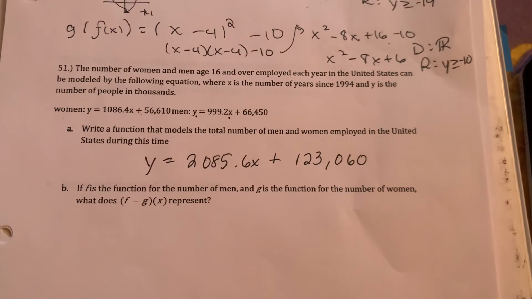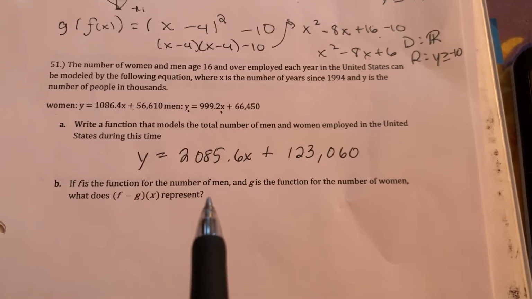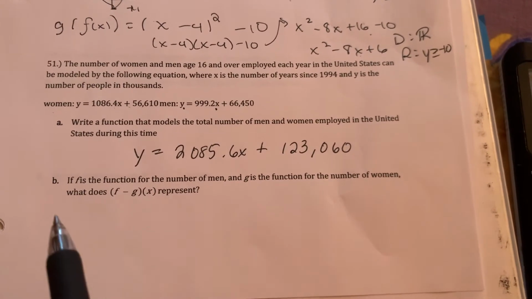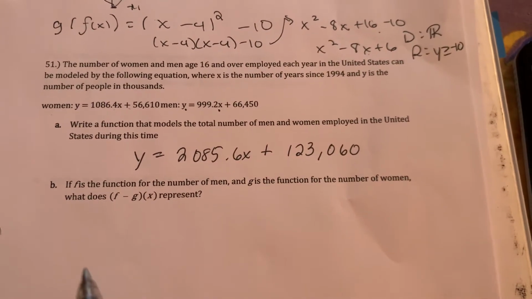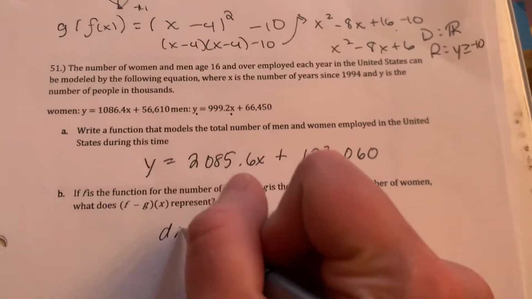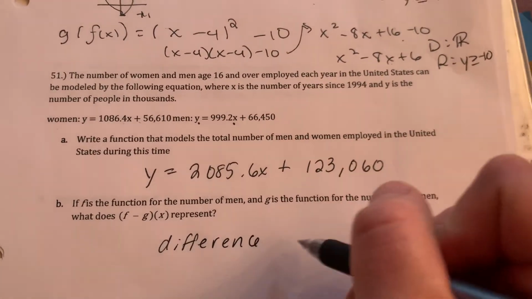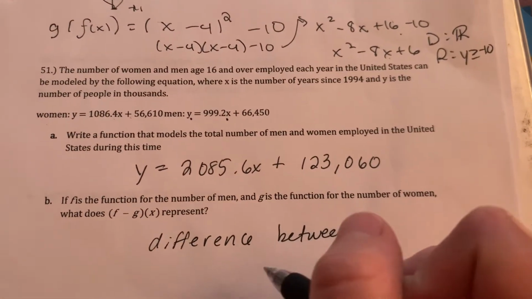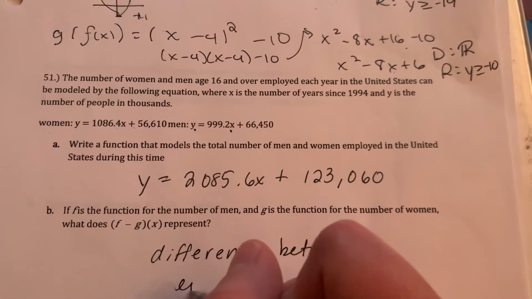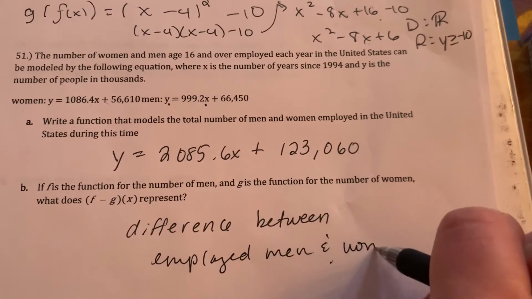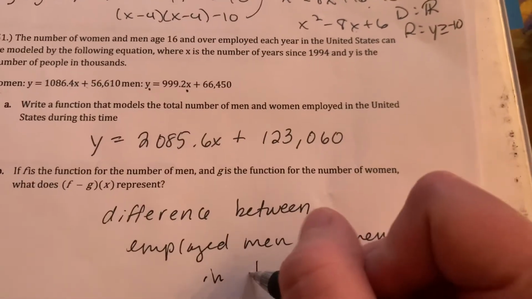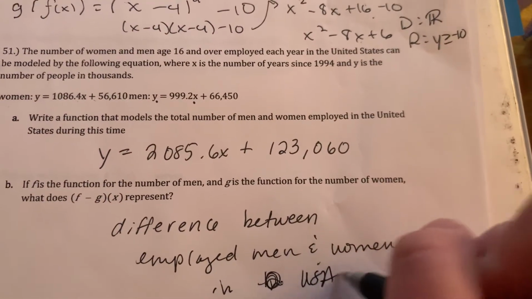B is, if f is the function that represents men and g is the function that represents women, what does f minus g represent? Now, I'm not asking you to literally find it. It's asking what does it represent? And I would just say it is the difference between employed men and women in the good old US of A. Okay, just be kind of thorough with it. All right, so that was the first section, just like operations with functions.